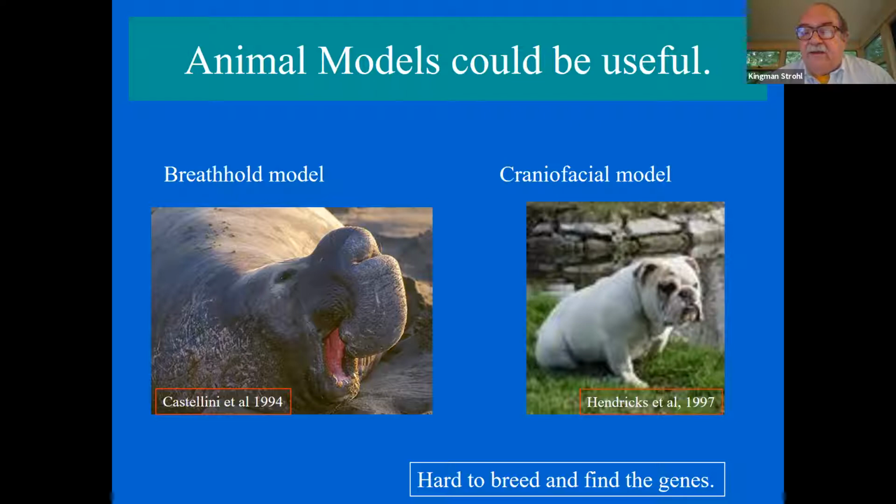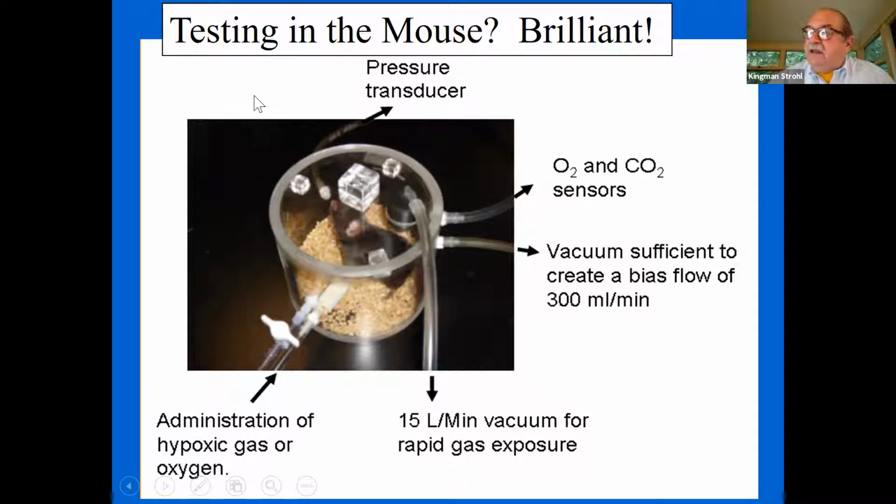And the other model is the bulldog, which was designed and bred by humans to be mostly a craniofacial model. But those were the things that people looked at and designed. So why the mouse? Okay, testing in the mouse, brilliant. These are old slides. So how do you test the mouse?